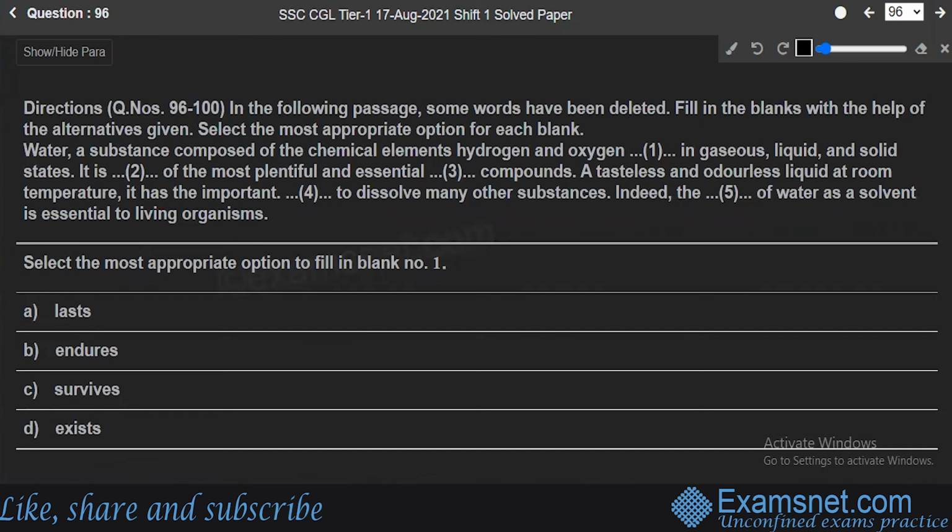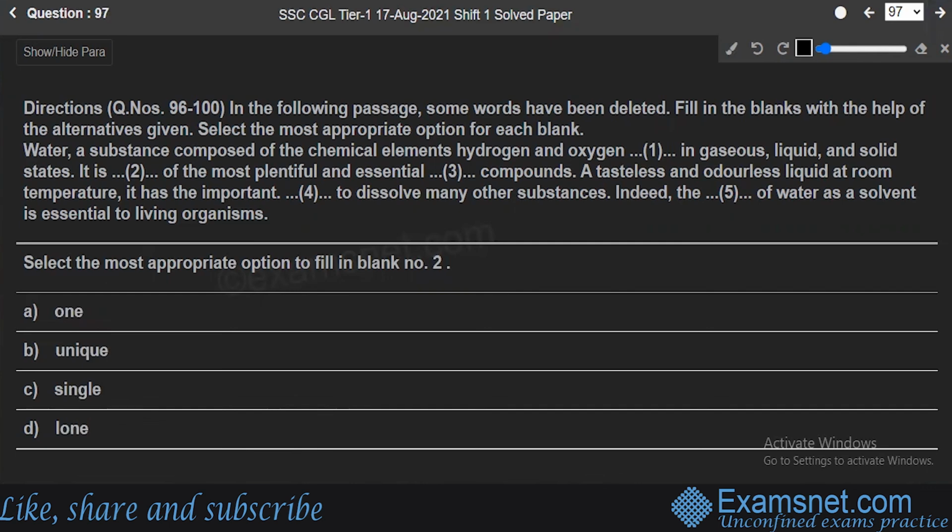Okay, endures means enduring something. Survive means surviving against the odds. No, it is there. Hydrogen and oxygen are already there. So the correct one is option D, exists. Here you will have exists. Hope you're clear. Then let's move to the next one, 97.